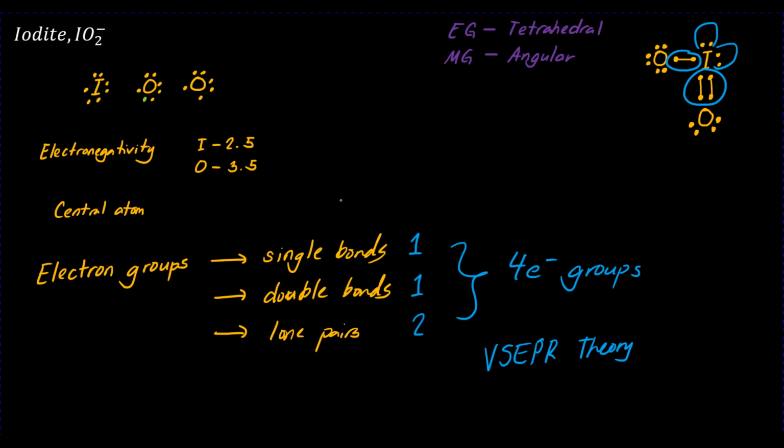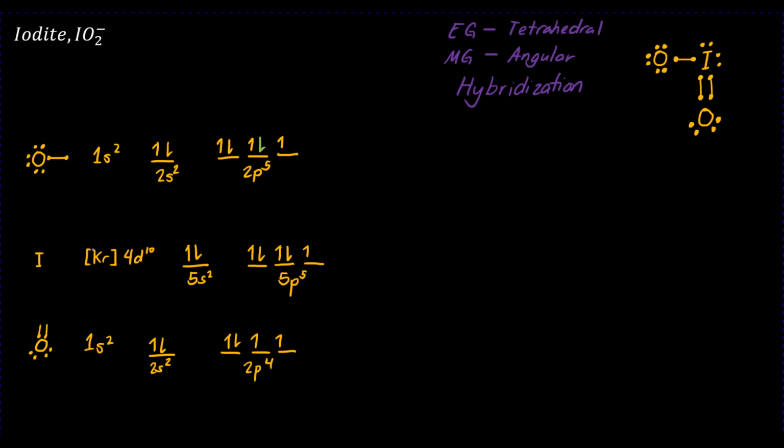Now we can move on to the next topic, which is hybridization. And in order to explain the process here, I will draw the orbital notation for each atom. This is the orbital notation for the 3 atoms, and just take note that for the first oxygen we added an extra electron, so that's why it's 2p5. So normally it's 1s2, 2s2, and 2p4. Here 1s2, 2s2, 2p4. For iodine, the valence electrons are in 5s2, 5p5.